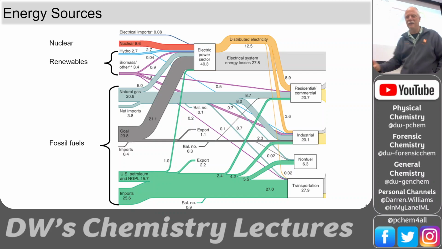Okay, so all of these classifications, we have nuclear, we have renewables, and we have fossil fuels, which is natural gas and coal and petroleum.